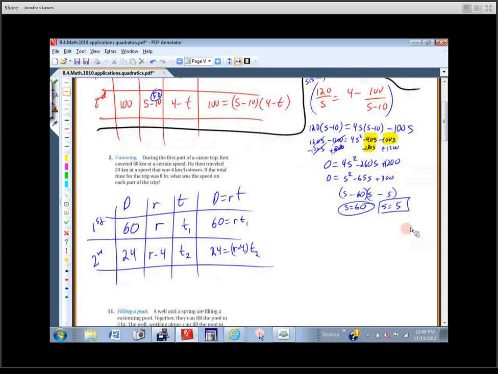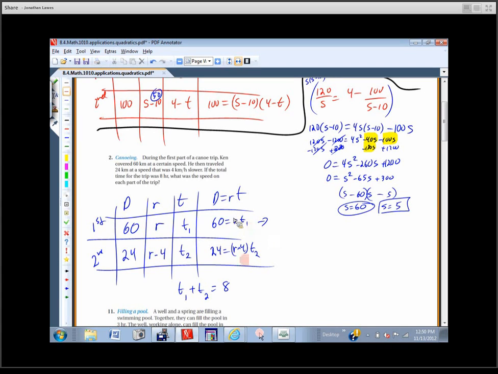So here's the trick. Remember we said the total time was 8? So that means if you take the first time and the second time and add them together, you get 8. Now really this amounts to the same thing.